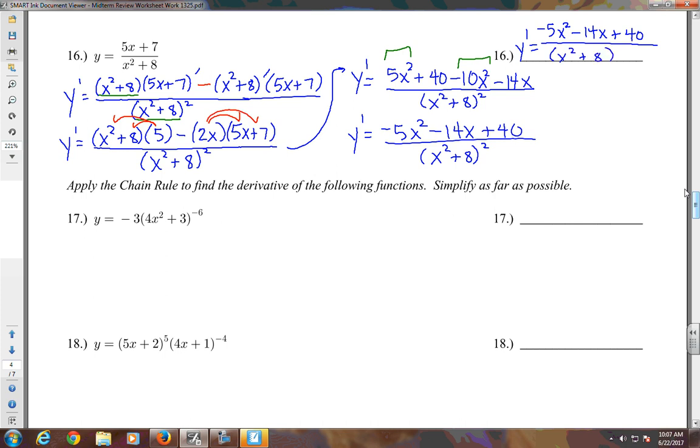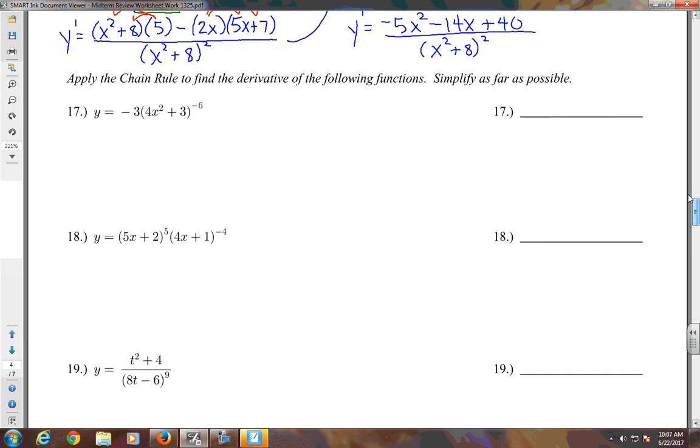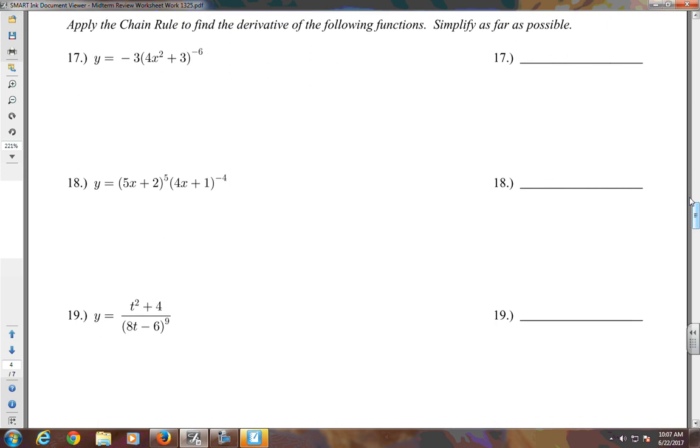If you can't show all that work in the space provided, feel free to just put an arrow that your work is on the back side of the sheet. I'll be able to find it, no problem. So that is the product and quotient rule practice problems. Let's work on our chain rule.